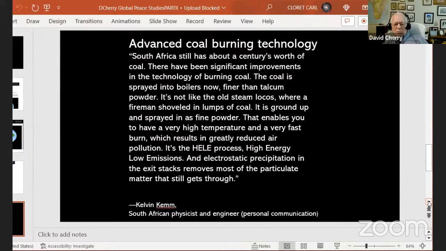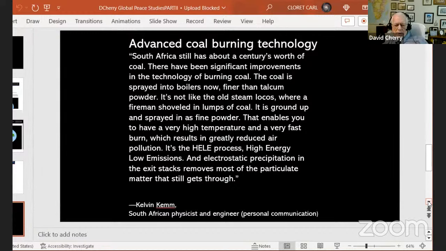That enables you to have a very high temperature and a very fast burn, which results in greatly reduced air pollution. It's the HELE process, I guess you'd say, HELE, high energy, low emissions, and then electrostatic precipitation in the exit stacks removes most of the remaining particulate matter.